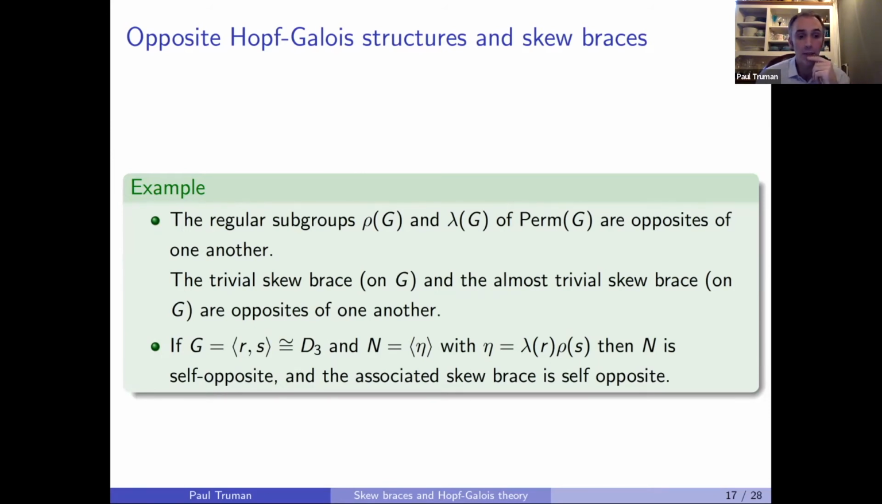And here's my running example. If my G is dihedral of order 6 and my N is cyclic, well, then there's not a lot to say, because if my N is cyclic, then the star group of the skew brace is abelian, and so this thing is self-opposite. It is possible to cook up self-opposite skew braces where the star group is not abelian, but the only ways I know of doing that feel a little bit artificial at the moment, but they do exist. I certainly don't know how to characterize them, which would be pretty interesting.